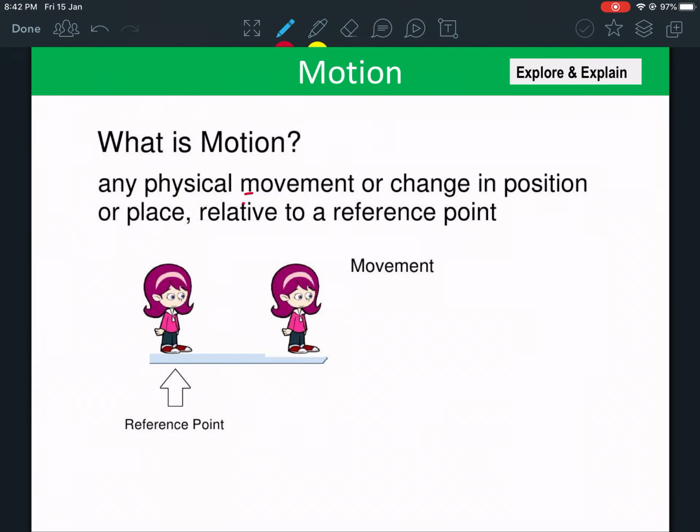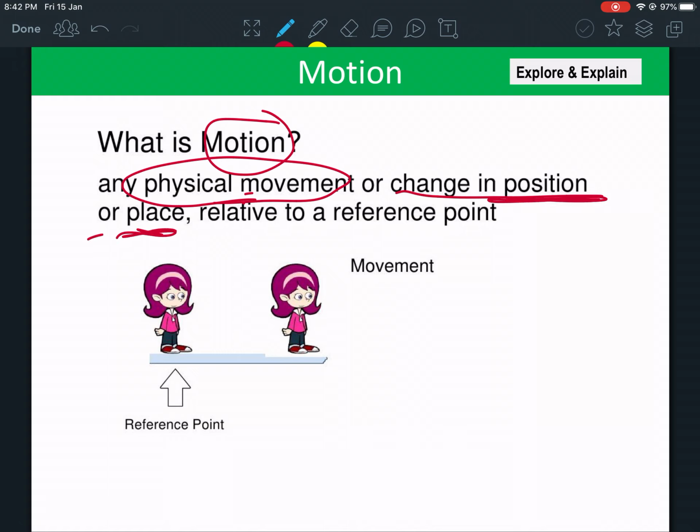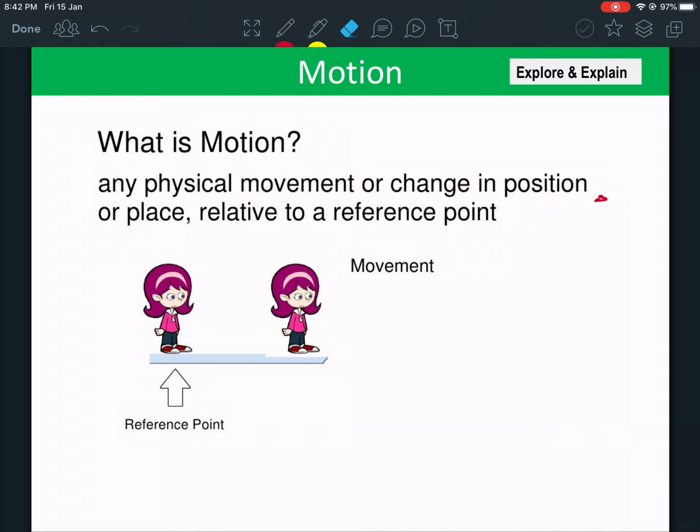Before we start with Newton's laws of motion, what is motion? Motion is basically a physical movement. Or a change in position or place relative to a reference point. Okay, we're going to understand what reference point is, but motion is basically just a physical movement. That's the first thing you need to know. Or a change in position.